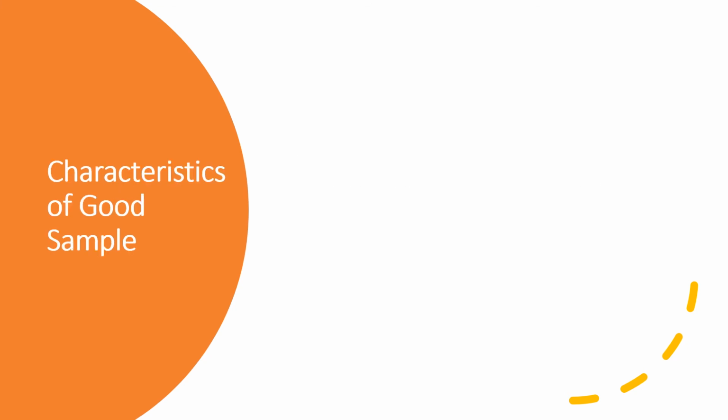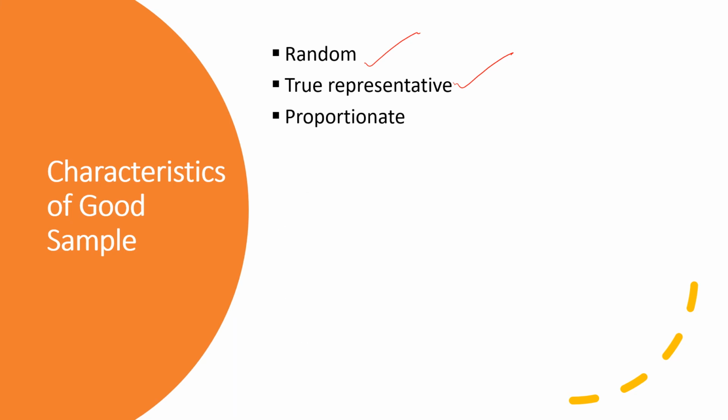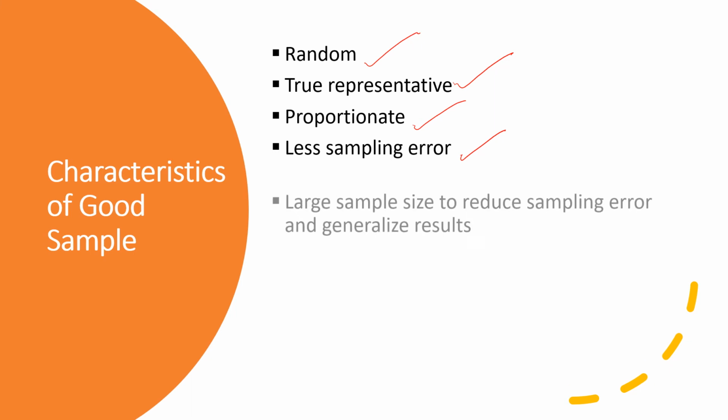Last is the characteristics of a good sample. A good sample should be selected randomly. It should be a true representative of the population. It should be proportionate to the population if possible, as we did in stratified random sampling. Sampling error should be less. Although we cannot eliminate sampling error, it should be reduced as much as possible.